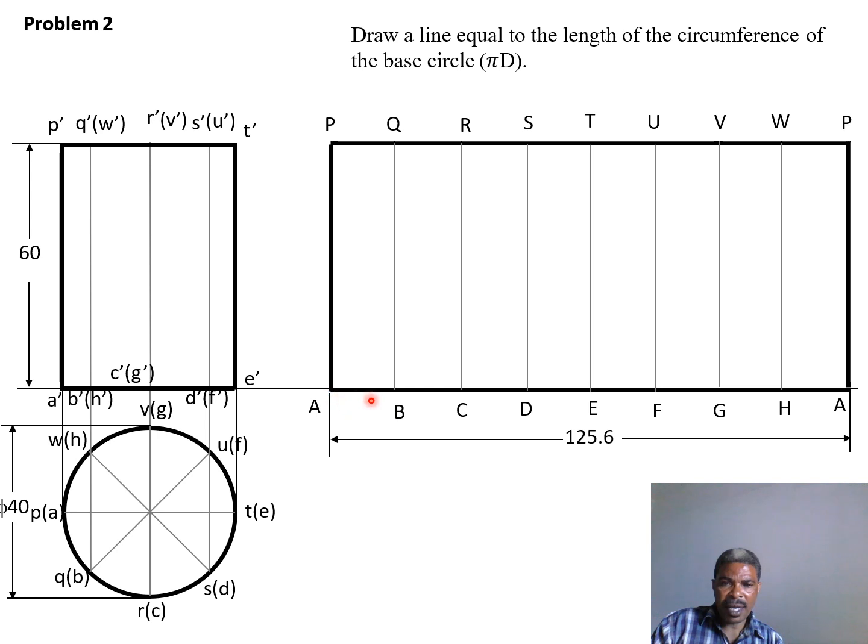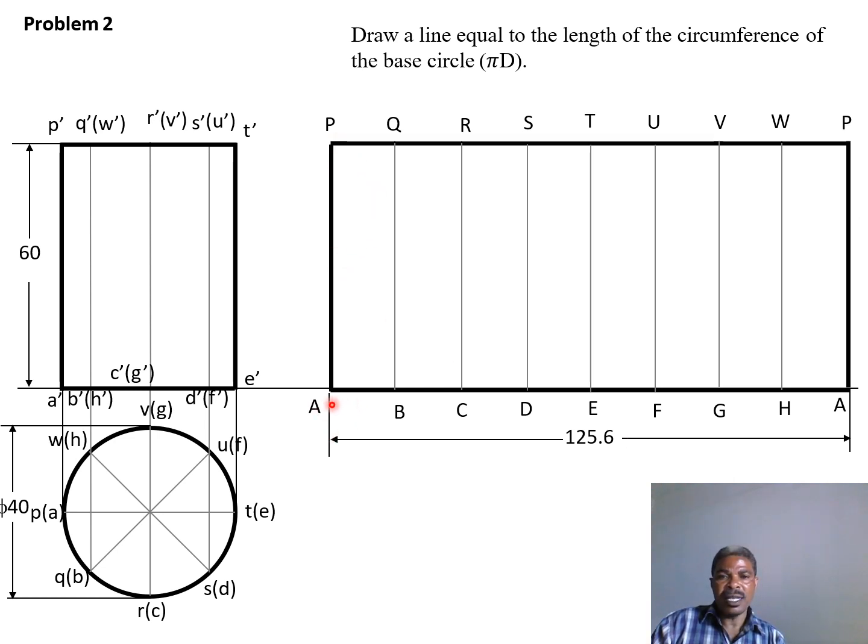Being aware that the divisions we have in our plan are 8, from A to B, this arc here, by the approximation method, the arc from A to B is regarded as A to B. How many are they? They are 8: 1, 2, 3, 4, 5, 6, 7, 8. So it is A to A, a total length being 125.6 millimeters long. So this is our development.